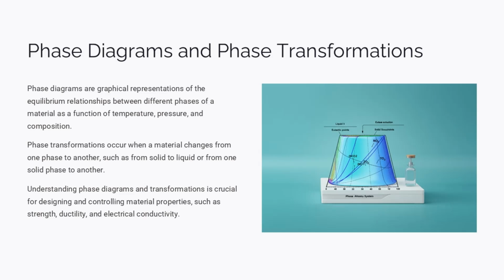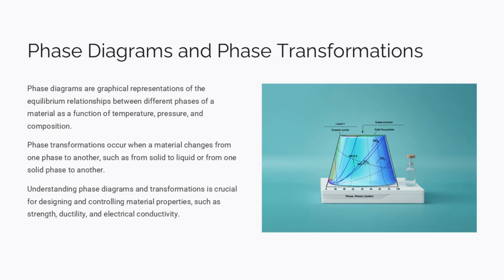Phase transformations occur when a material changes from one phase to another, like solid to liquid or one solid phase to another. The phase diagram on this slide shows the distinct regions for solid, liquid, and solid solution phases, with sharp boundaries and key transformation points like eutectic and peritectic reactions.